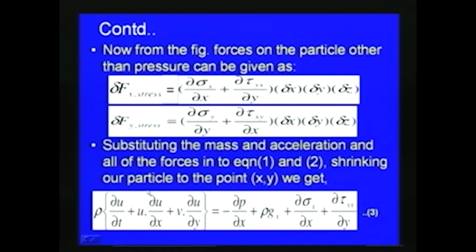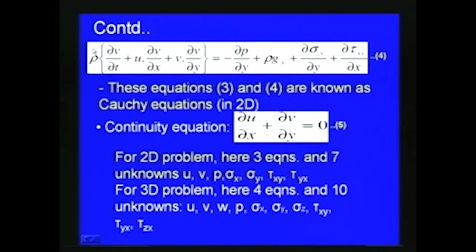So we can get rho into ∂u/∂t plus u ∂u/∂x plus v ∂u/∂y is equal to minus ∂p/∂x plus rho g_x plus ∂sigma_x/∂x plus ∂tau_yx/∂y, equation number 3. This is the final form of the equation, and then in the y direction we get rho into ∂v/∂t plus u ∂v/∂x plus v ∂v/∂y is equal to minus ∂p/∂y plus rho g_y plus ∂sigma_y/∂y plus ∂tau_xy/∂x, equation number 4.